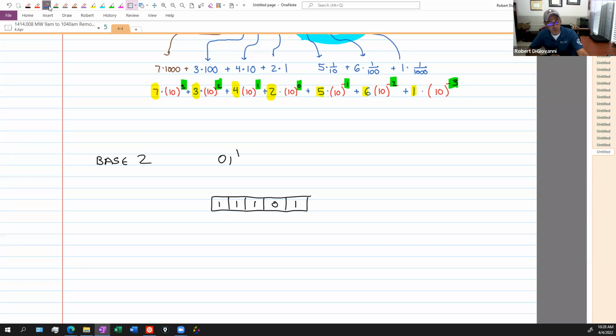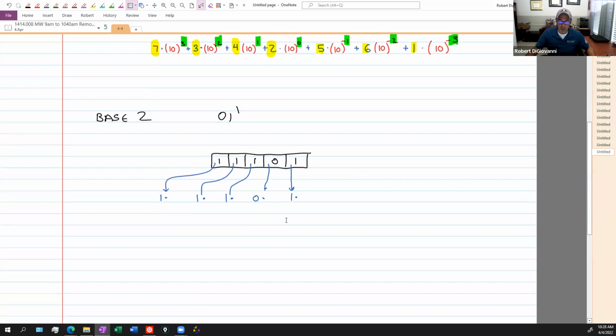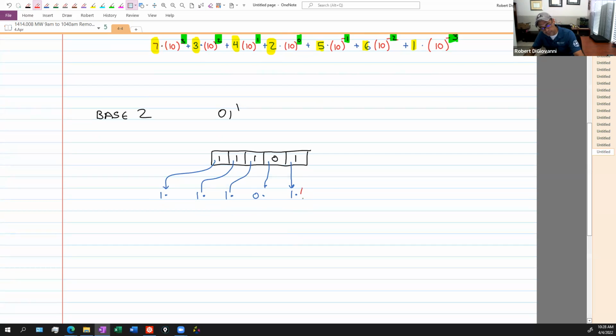Now think about what each one represents. This means I have 1 something here. This means I have 0 somethings. This means I have 1 something. This means I have 1 something, and this means I have 1 something. But what is it? What are these things that are next to it? Remember, this was 10 to the 0, 10 to the 1, 10 to the 2, 10 to the 3. So what's next to each of these?